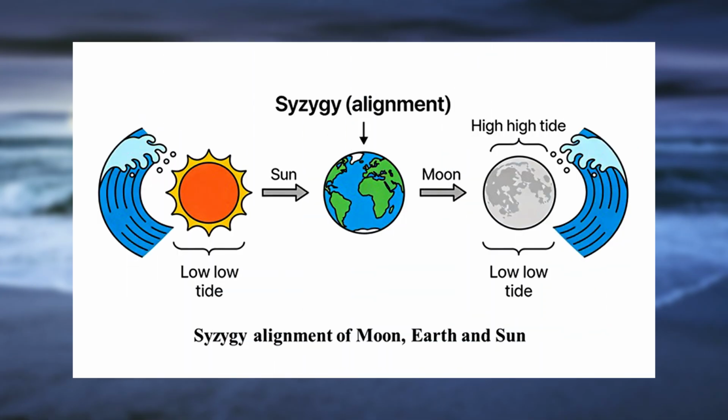When the sun, moon and the earth are aligned during the new moon or the full moon, their tidal forces combine, producing spring tides with very high tides and very low tides. The alignment is called the syzygy pattern.